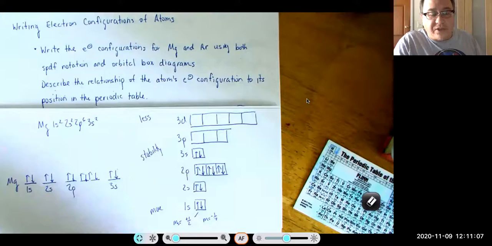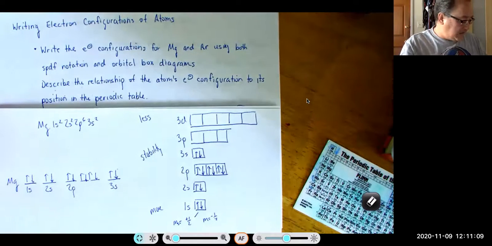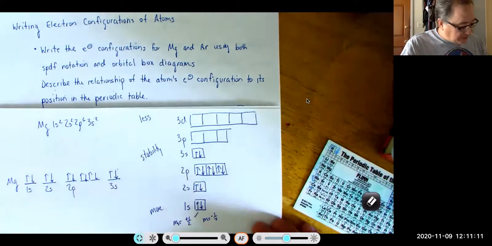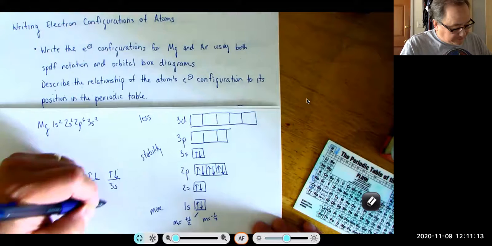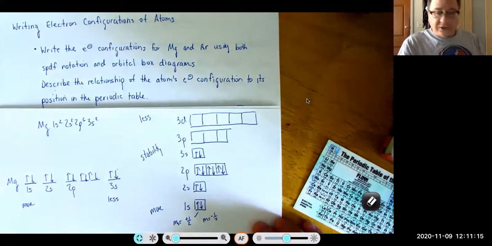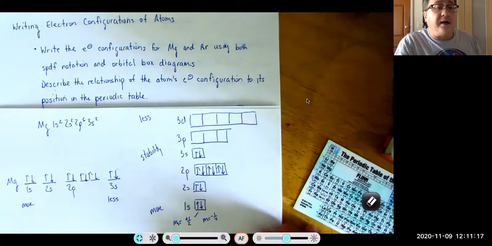So we write it horizontally because that's how we write on paper. And this is more stable and this is less stable. So there is also, well, that's it.